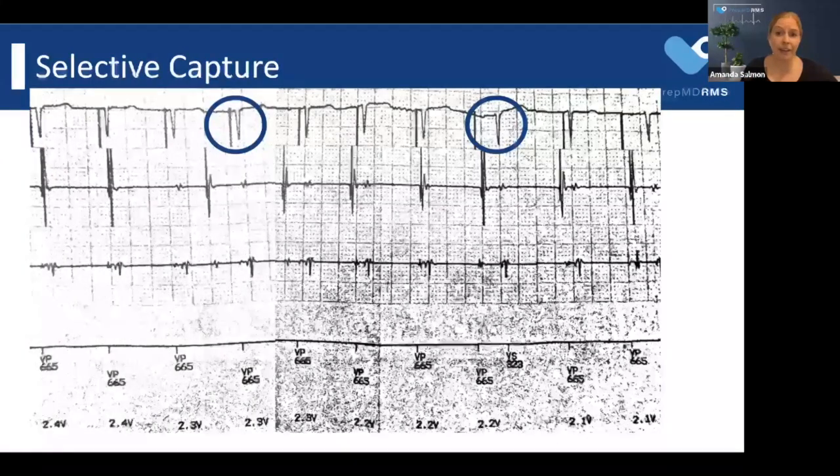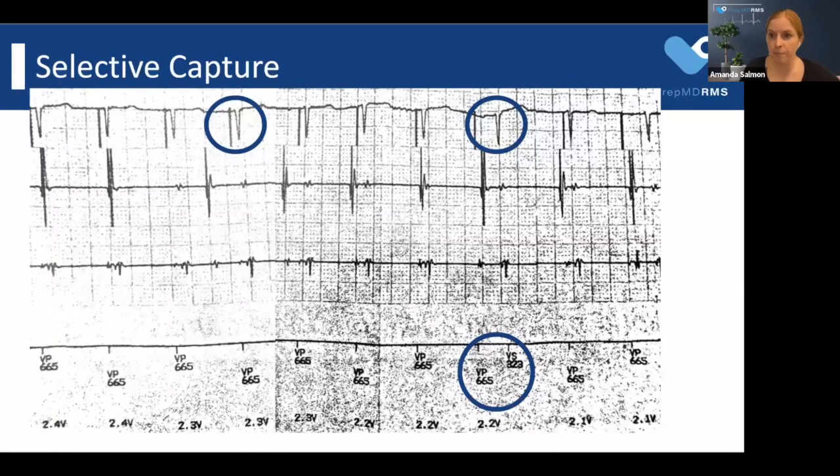So I hope that helps you understand pure His, where you're capturing and it's going to look exactly like the patient's intrinsic. But in order to know what that looks like, you have to know what the patient's intrinsic looks like. So I don't know, do you have any other thoughts, or does anything stick out to you on this particular strip?